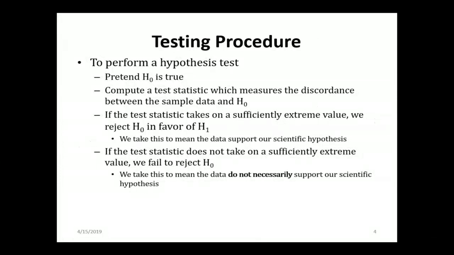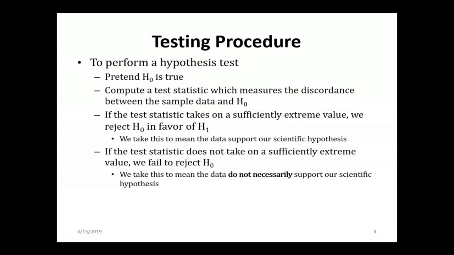And generally, if the test statistic is sufficiently extreme, meaning it's very discordant with the null hypothesis, then we, on the basis of that, reject the null in favor of the alternative. And scientifically, the translation is that we're concluding that the data is supporting our scientific hypothesis in some sense. On the other hand, if it doesn't take on a particularly extreme value, we say that we fail to reject the null. And that means that the data don't necessarily support our scientific hypothesis.